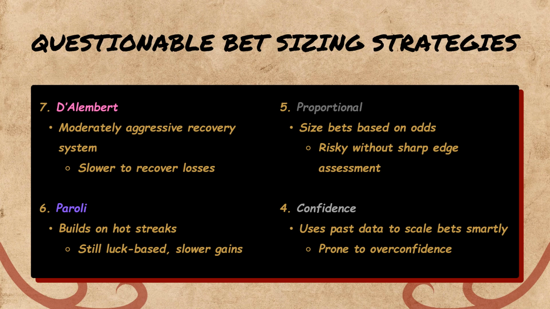Now, what are the advantages to using the proportional betting system? Well, it's going to help you allocate more units where the numbers give you the best shot. It's going to smooth out variance by reducing exposure on lower value spots. And then finally, it's easy to automate and track based on odds and expected value.